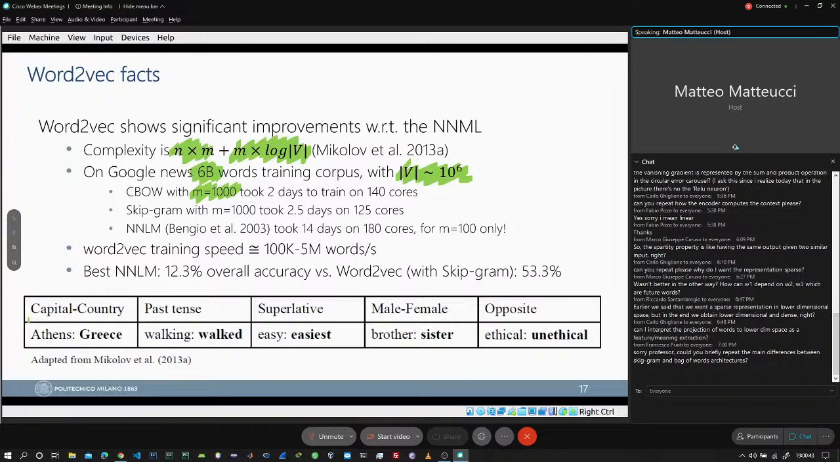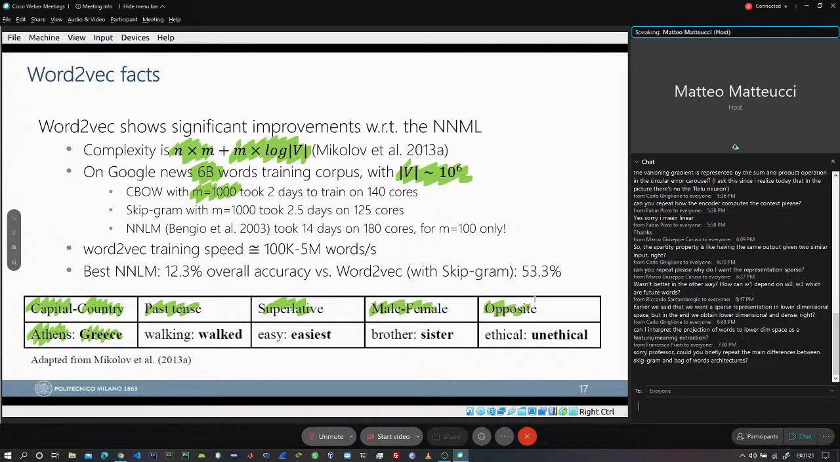For instance, capitals and countries are at the same distance. So you have Athens at the same distance of Greece, and Rome as a capital of Italy, and so on and so forth. So basically, there are some vectors which are constant between tenses, superlatives, male, female, opposite.